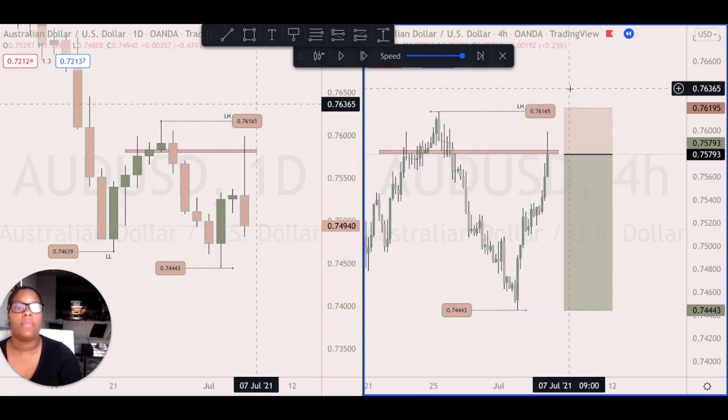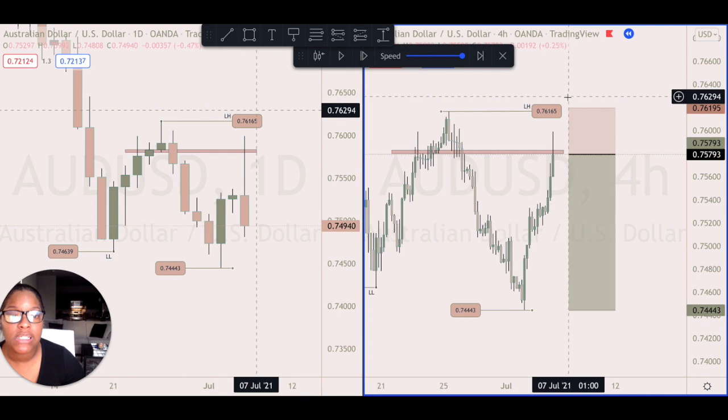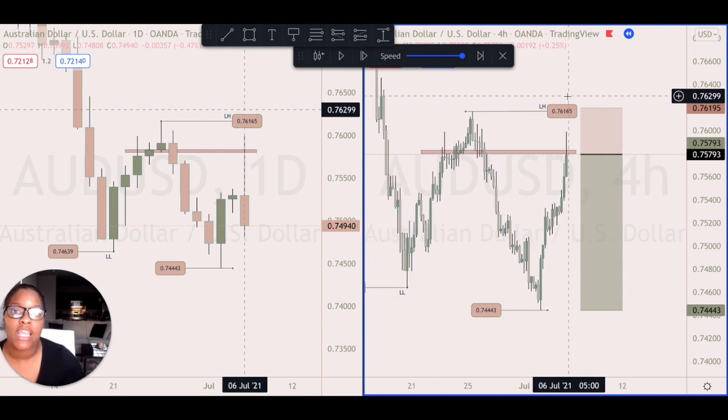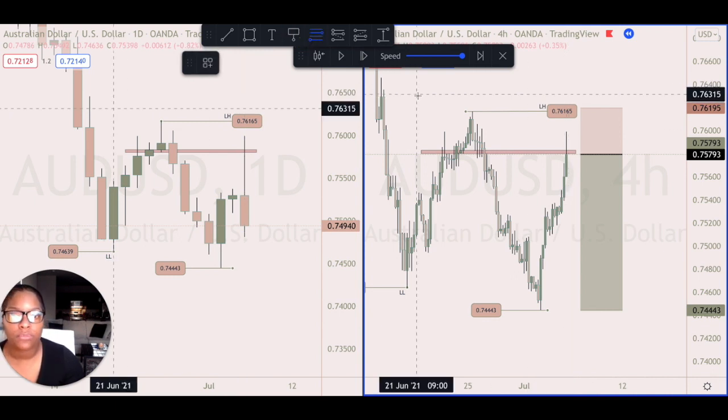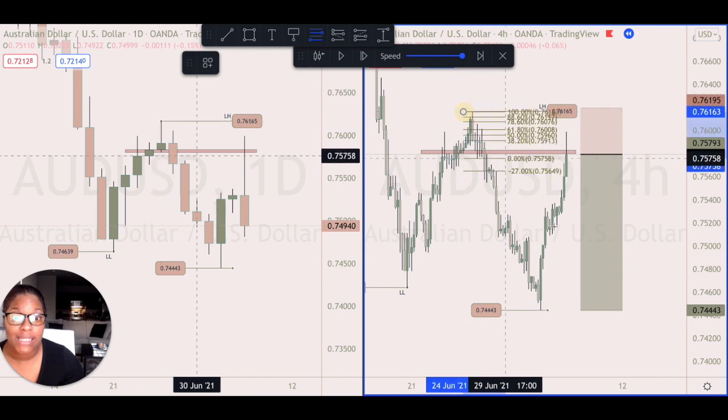Now, if you were to trade this, I want you to scout out as well where you would take your trade to. What would your take profit be? What would your stop loss be? Now, normally I use Fibonacci, so I'll use a Fib to scout out my stop loss.